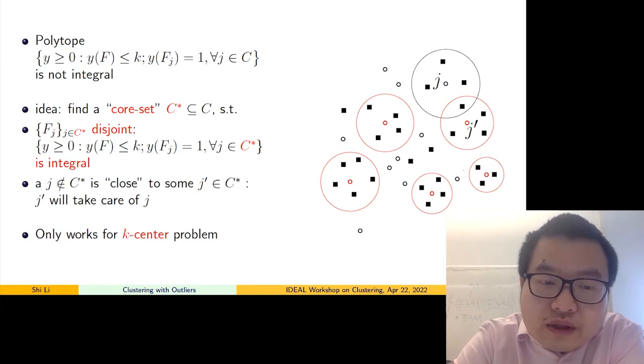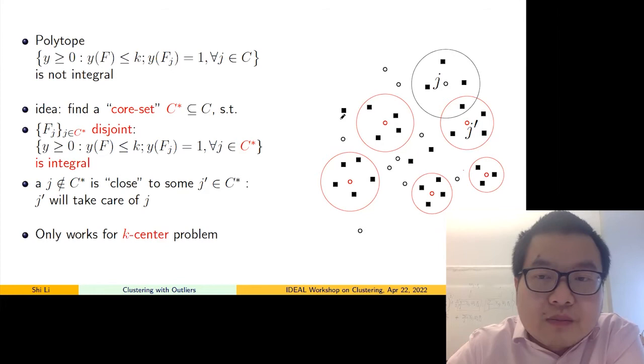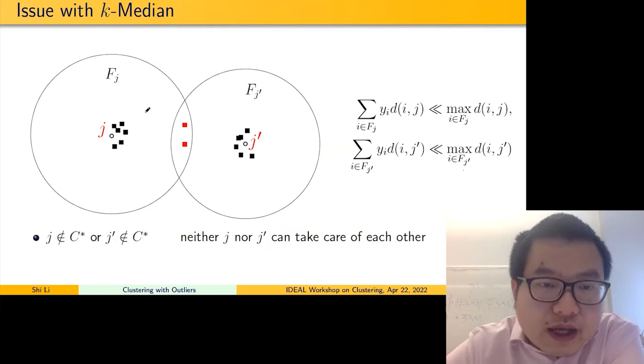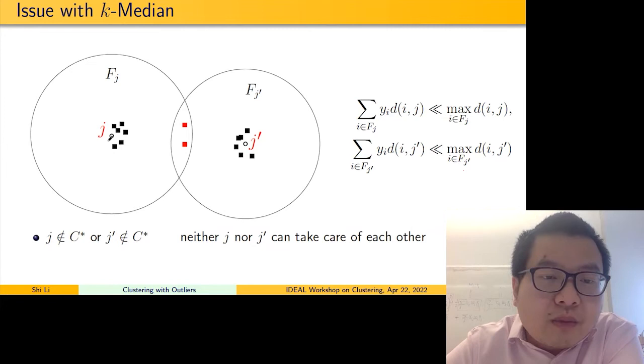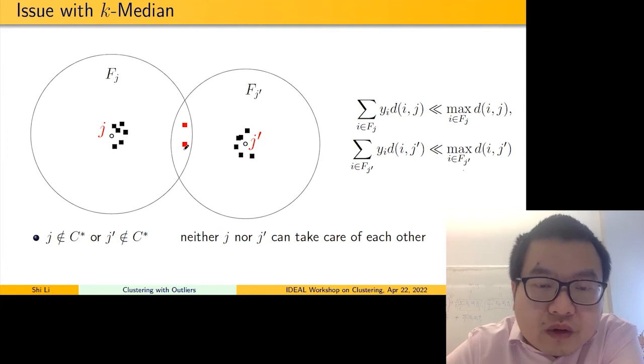However, this works only for the k-center problem. For the k-center problem, if you write down the LP, you find a core set that will give you a three approximation. So what goes wrong with the k-median problem? Imagine we have two clients here, j and j prime. The majority of facilities in Fj are very close to j. The majority of facilities in Fj prime are very close to j prime. But Fj and Fj prime share a small fraction of facilities, and those facilities are far away from j, and far away from j prime.